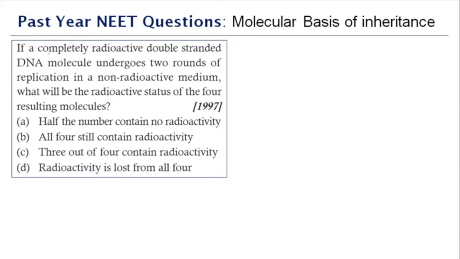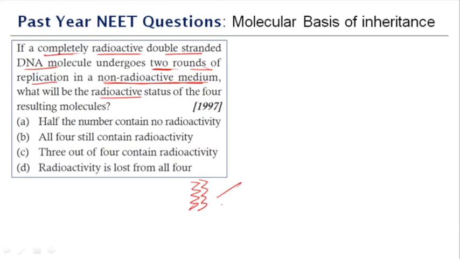If a completely radioactive double-stranded DNA molecule undergoes 2 rounds of replication in a non-radioactive medium, what will be the radioactive status of the 4 resulting molecules? The best way to do such a question is to write it down. For example, let's say this is the radioactive molecule. Now what are they saying? If a completely radioactive molecule undergoes 2 rounds of replication in a non-radioactive medium.